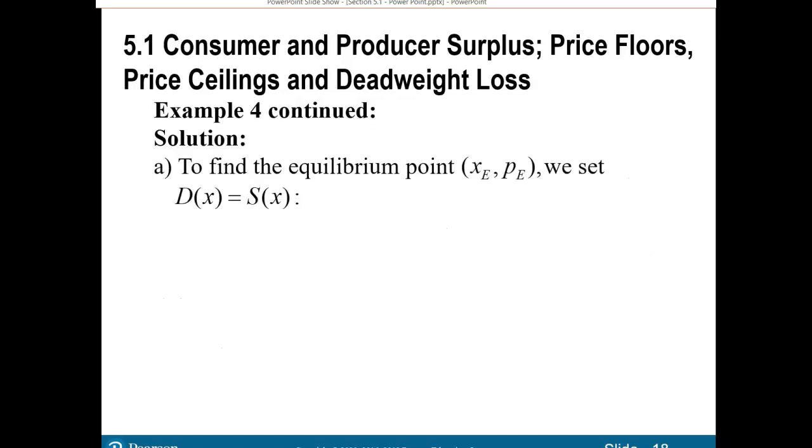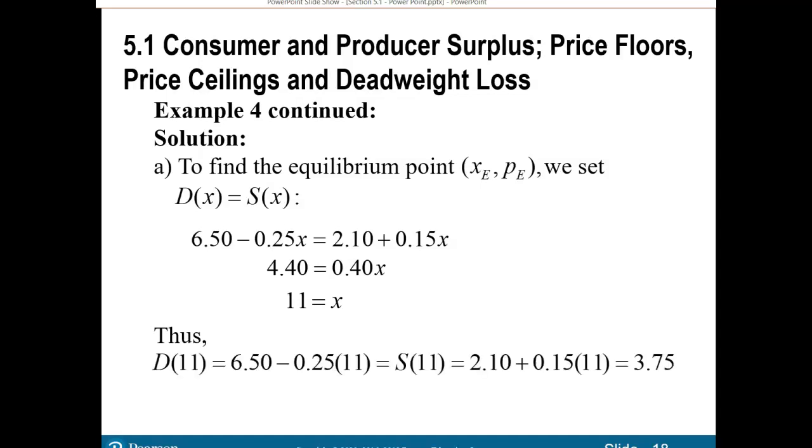All right, again, equilibrium point, we set demand and supply functions equal. So those were the demand and supply that they gave us. Setting them equal, they moved the x's to the right, so adding 0.25x to both sides, subtracting 2.10, and then dividing by the 0.4 gives me x equals 11. So we're going to find our y coordinate. So again, they plugged into D, though you can plug into either one of those. Evaluate: $3.75. So the equilibrium point is (11, 3.75).